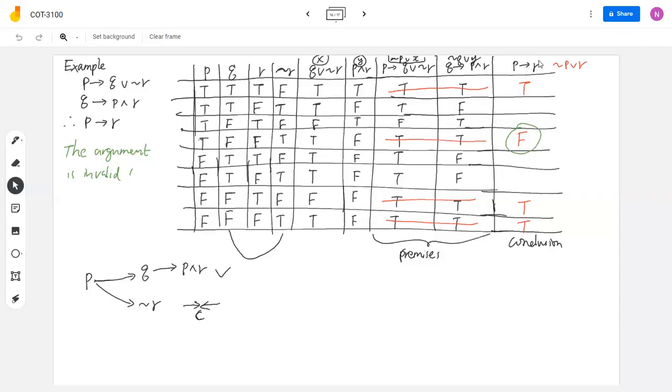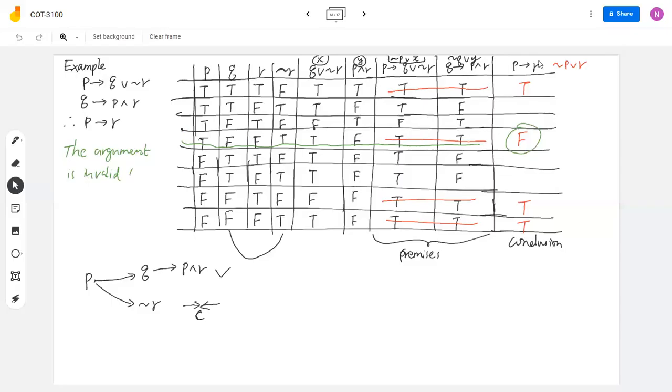And then the premise P implies Q, not R, will force R to be false. Okay, therefore P implies R is false. And you can see in this critical row here, we have P is true, Q is false, and R is false. So exactly in this setting, the argument doesn't work.